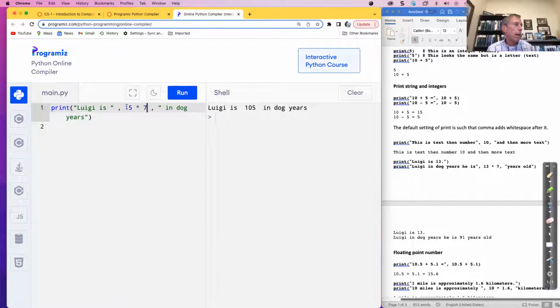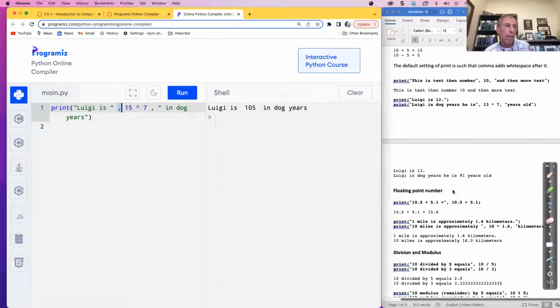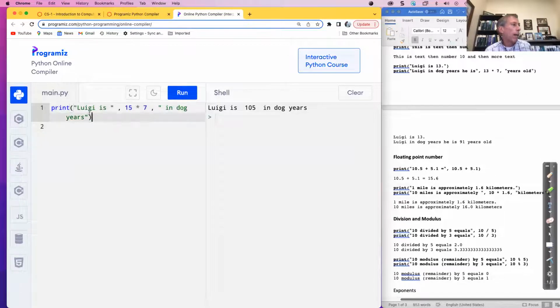In this case, we haven't talked about other things yet, like variables and other things. But for now, I can mix my strings of text and my numbers or mathematical expressions just by using these commas. Okay.